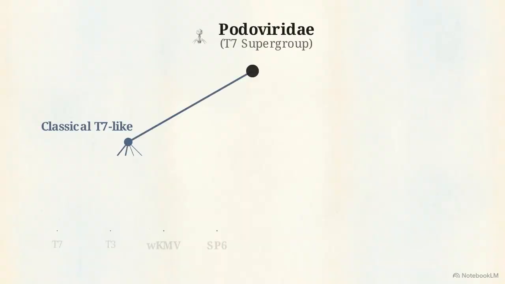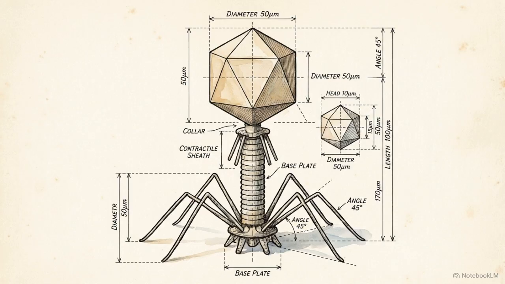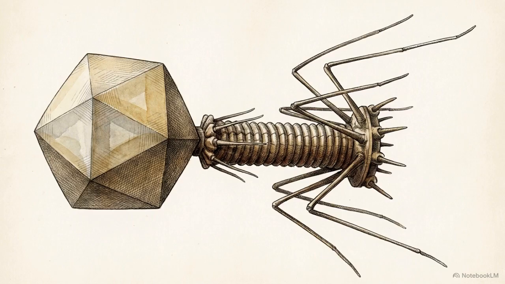Because of these structural realities, WKMV, alongside its relative SP6, must be formally classified into a completely distinct subgroup, separate from classical T7. Genomic sequencing provides a necessary blueprint, telling researchers what a virus could theoretically build, but only rigorous dual-track mass spectrometry can prove exactly what it did build.